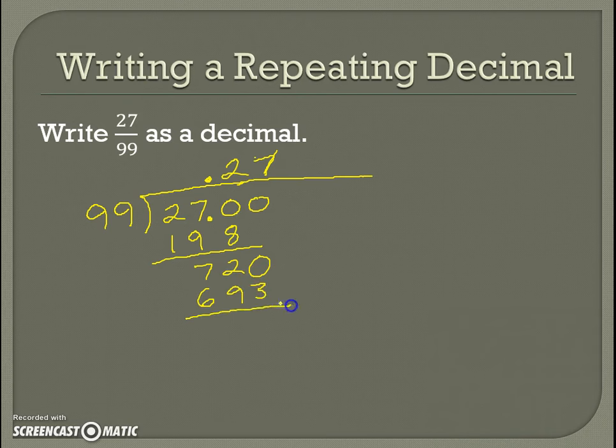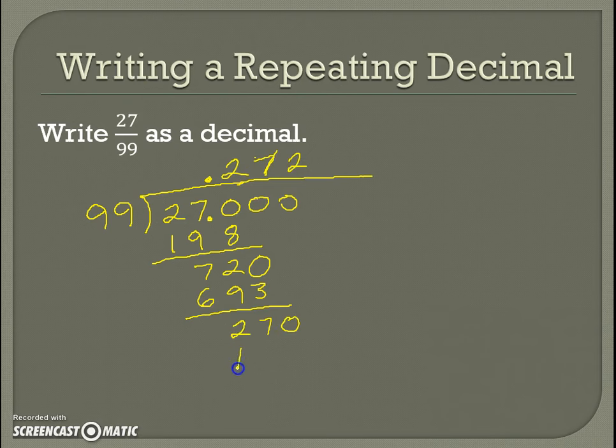Subtract these two values, and I get 27. Now that 27 ought to look familiar to you because remember, that was that original number. So let's see what happens here. I put in another 0. I'm going to drop that down. I'm seeing how many times that goes into 270. It goes in 2 times.